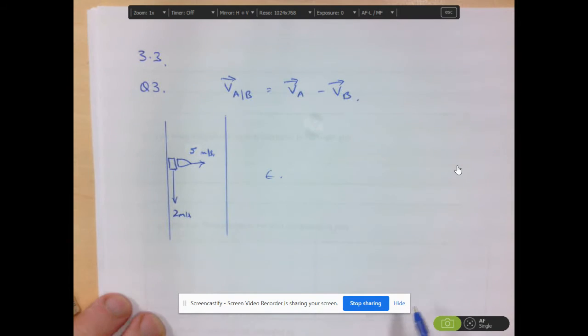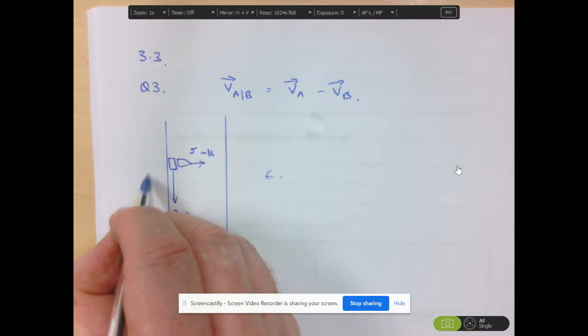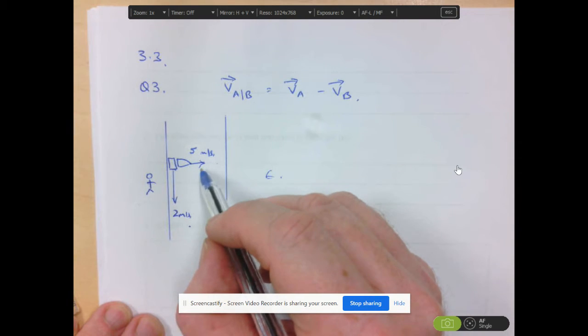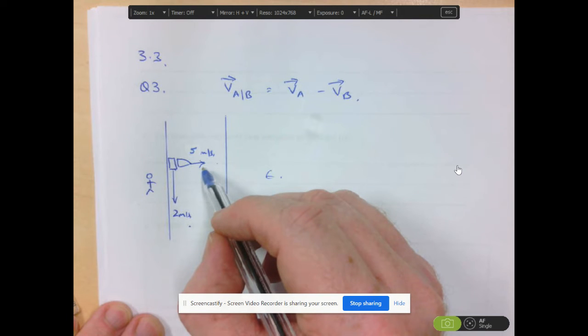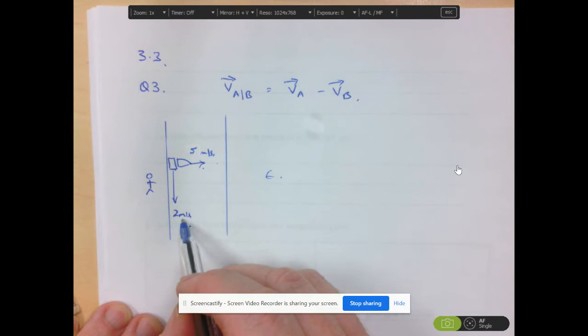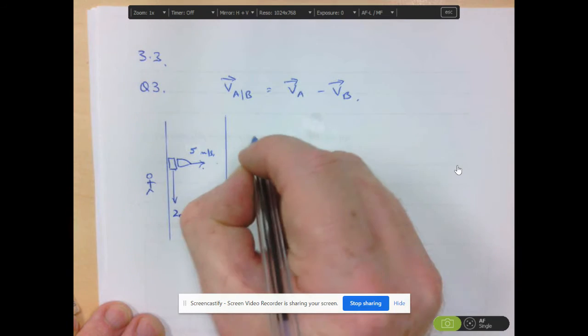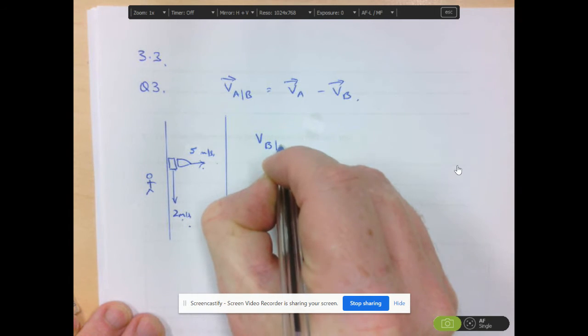Okay. So relative to an observer on the outside, so there's our observer, that observer views everything in reference to the ground. The boat will move sideways at 5 meters per second and the pontoon moves down 2 meters per second. Now, how would a person on the boat view the pontoon's movement? Calculate the velocity of the boat relative to the pontoon. So we want the velocity of the boat relative to the pontoon.